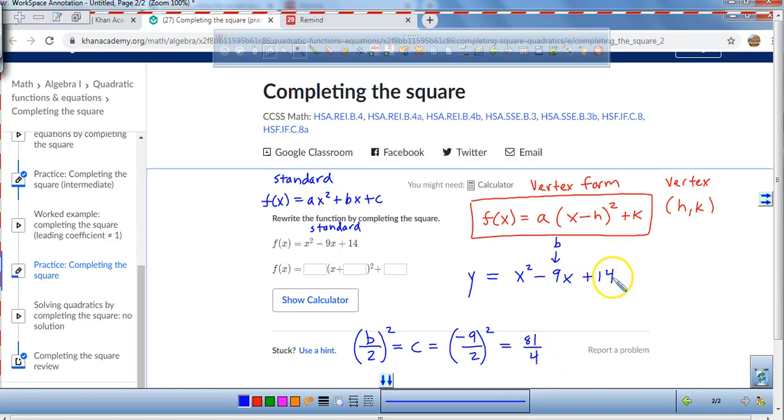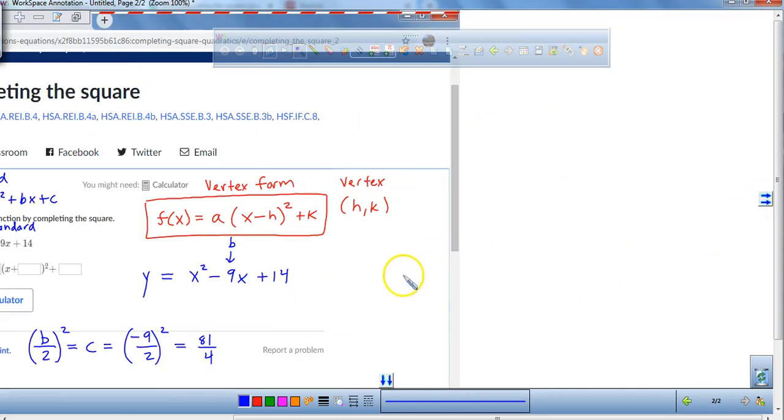Well, you know what? That 14 right there is not 81 over 4. So this square has not already been completed. So here's what we're going to have to do. I'm going to put an empty box right here, plus a y, equals x squared minus 9x plus an empty box plus 14.